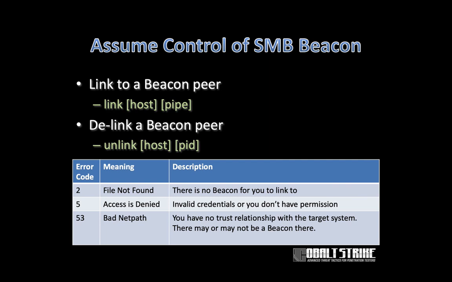If you get back error 53, bad net path, it just means you have no trust relationship at all with the target system. That doesn't mean there's a beacon there. It doesn't mean there's not a beacon there. It just means the remote system isn't talking to you. It's like it wants nothing to do with you. It doesn't know who you are. So those are a few common errors that you might see.